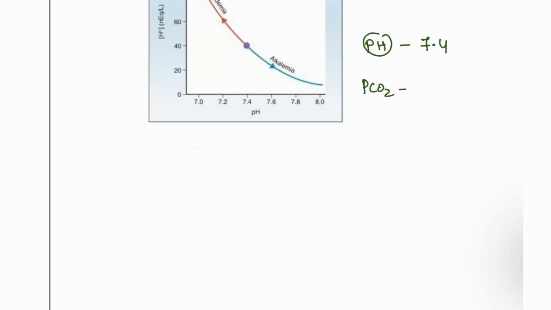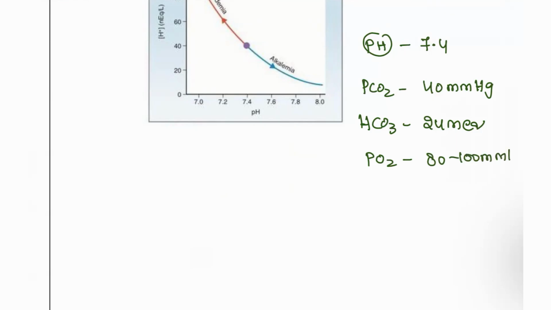PCO2, which is normal, will be around 40 mmHg. HCO3 will be 24 milliequivalents. And PO2 will be 80 to 100 mmHg. Remember this way, 40, 40, 24, 80. That way you can remember.